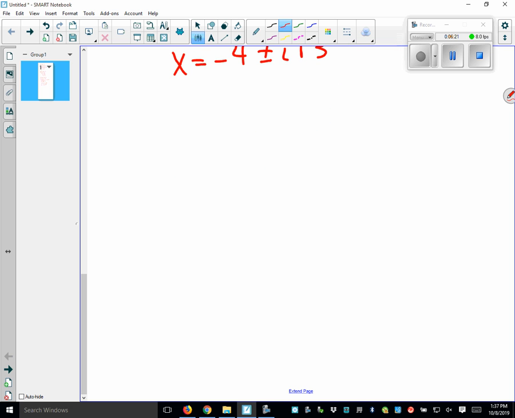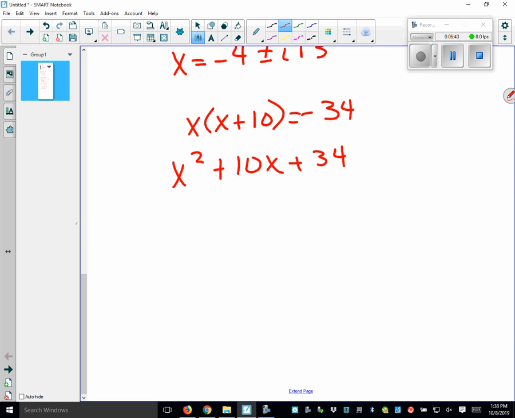So here's my problem. What do I do? Distributing properties. That's not. So what do I need this equal to? 0. There you go. Right? What is A? 1. What is B? What is C? 34? So, did you put it in your formula? No. Yes.